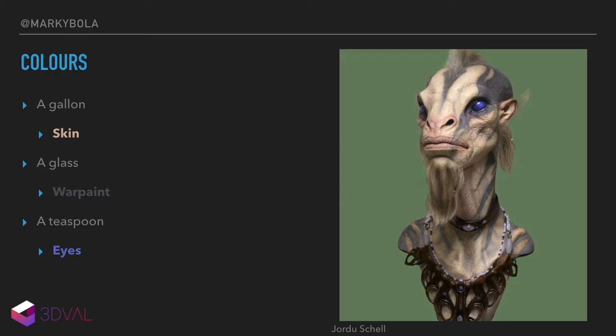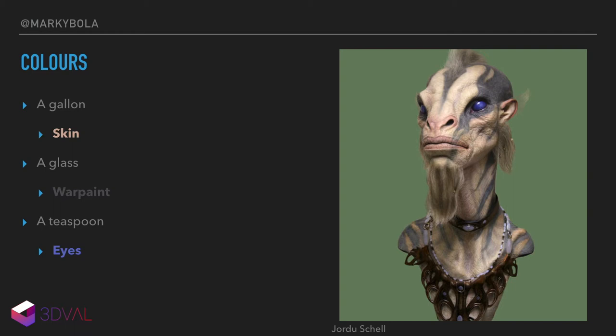Another big takeaway from the course was about colors. He basically said you want to have a gallon of one color, a glass of another color, and a teaspoon of the finer one. So the way this breaks out is you're at the gallon, which is the main broad stroke. The glass is something that accentuates areas on that. I wouldn't go to the extent of calling it highlights, but the teaspoon is the highlights, whereas just a little bit of extra color that makes the character really pop.